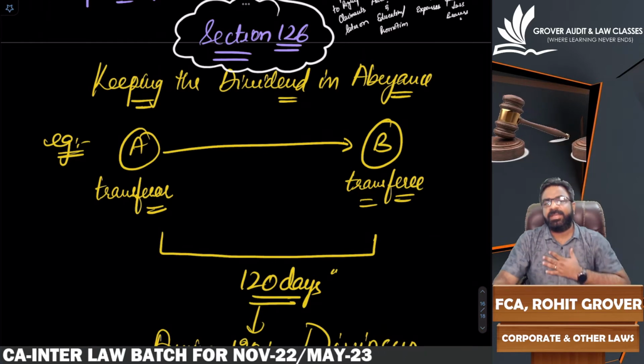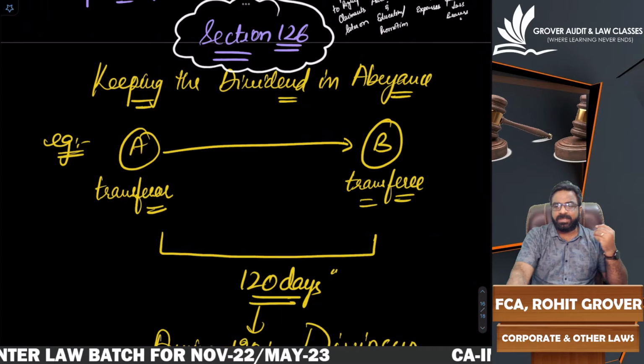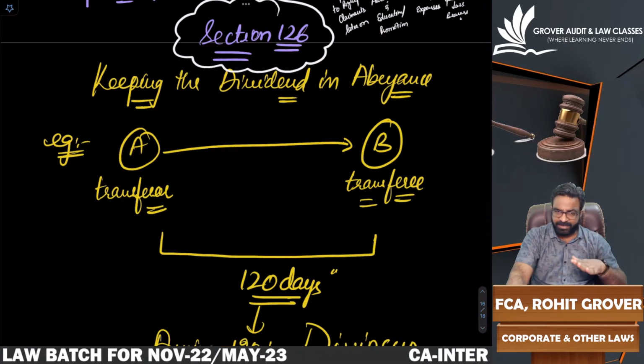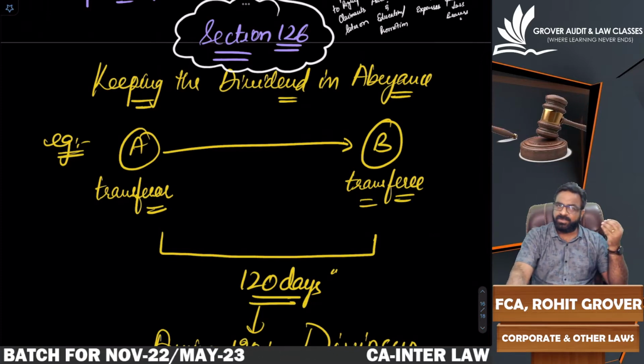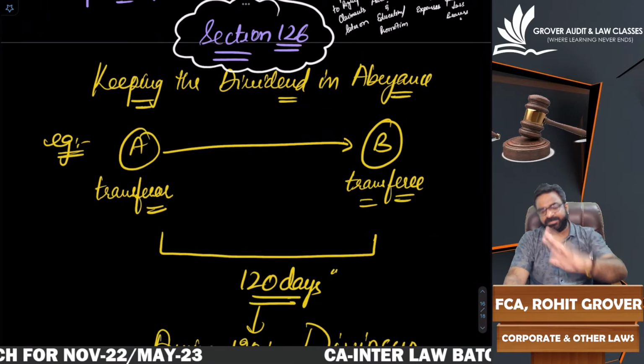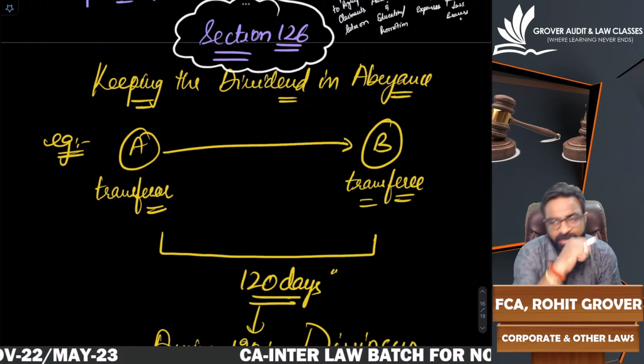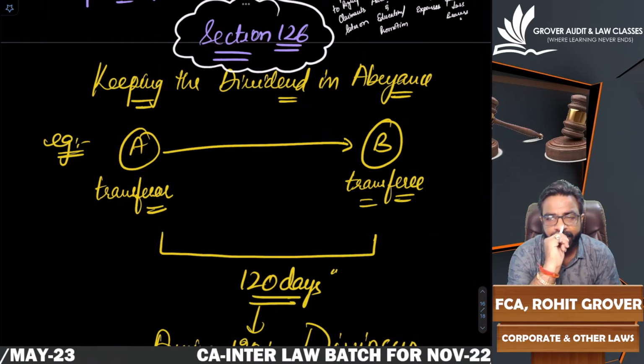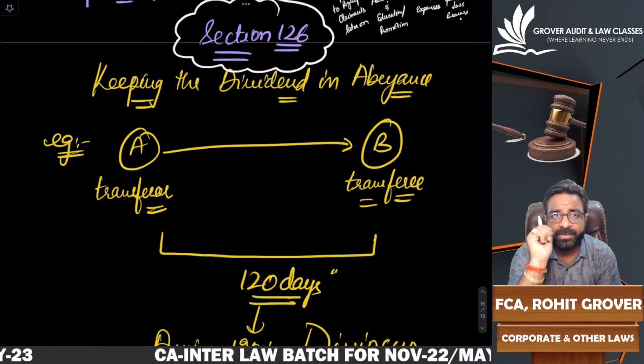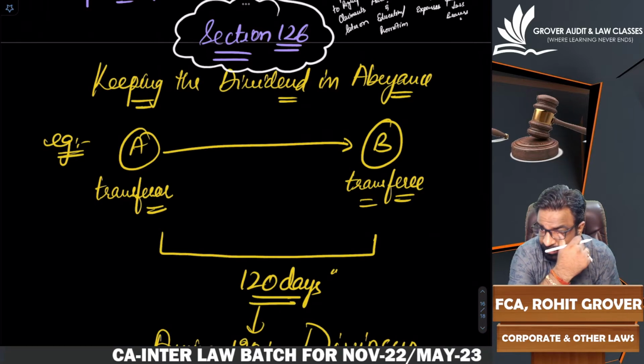Yes, till the time everything is clear, the company will not give this money to the transferee, or to the transferor. It will transfer this money to which account? Unpaid and unclaimed dividend account. That is called section number 126. Is it clear? Now there is one more point you have to understand, everyone. Listen to this point carefully.